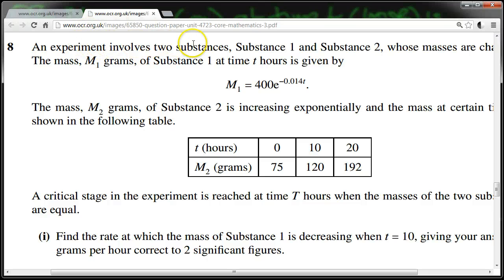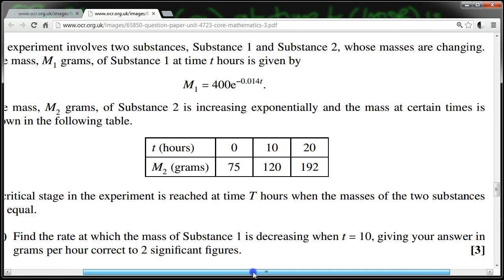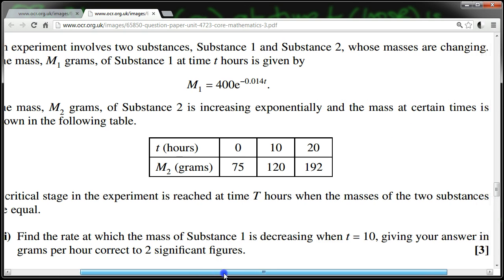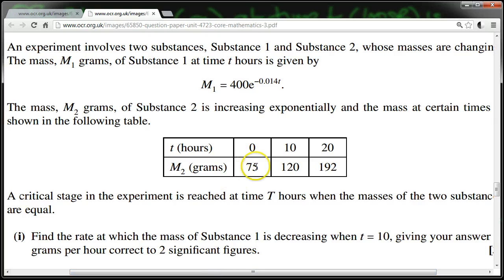An experiment involves two substances, substance 1 and substance 2, whose masses are changing. The mass m1 grams of substance 1 at time t hours is given by m1 equals 400 e to the minus 0.014 t. The mass m2 grams of substance 2 is increasing exponentially, and the mass at certain times is shown in the following table.